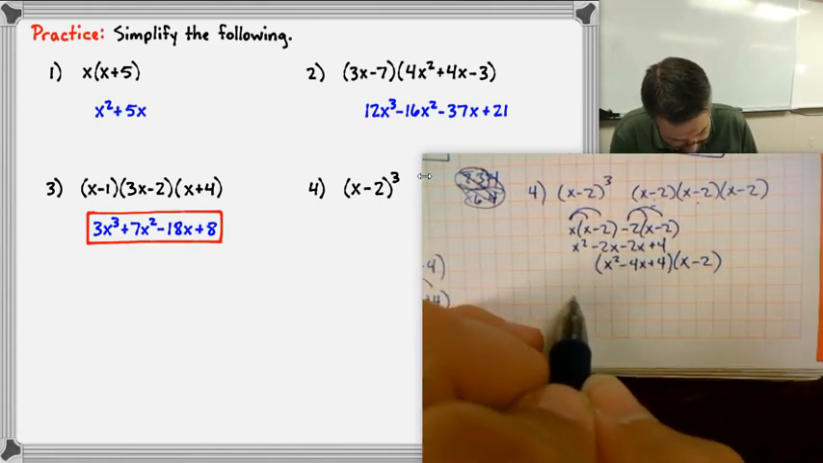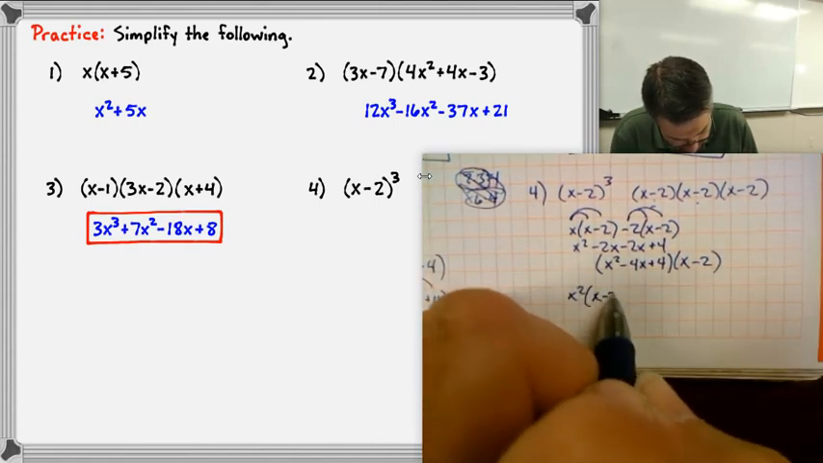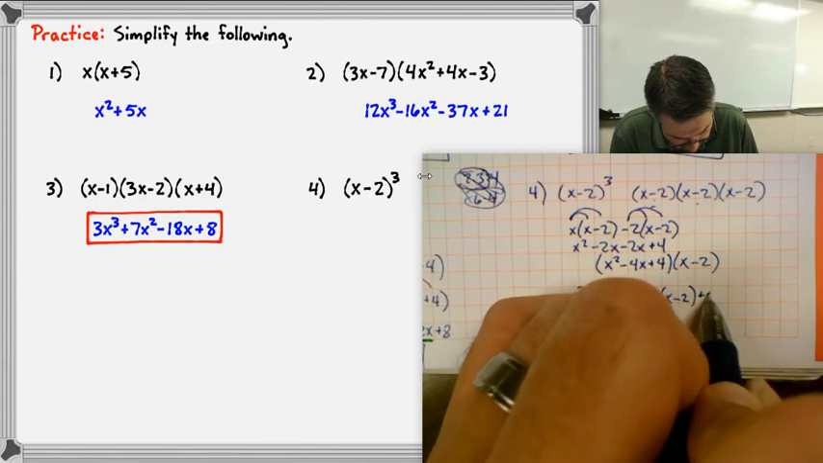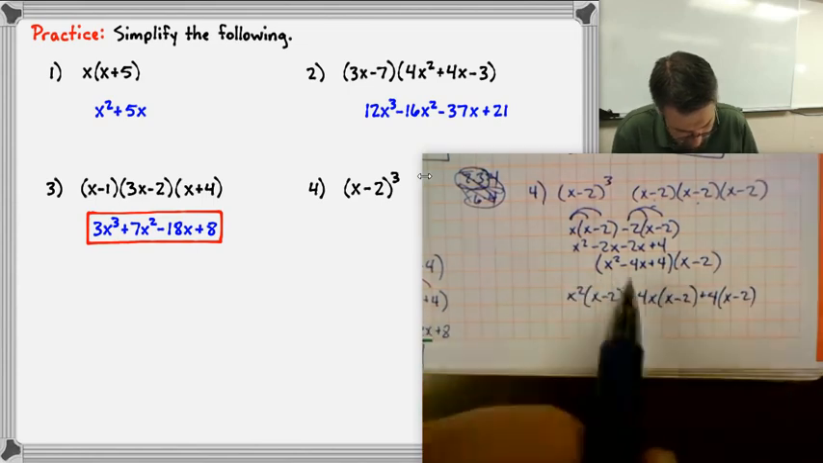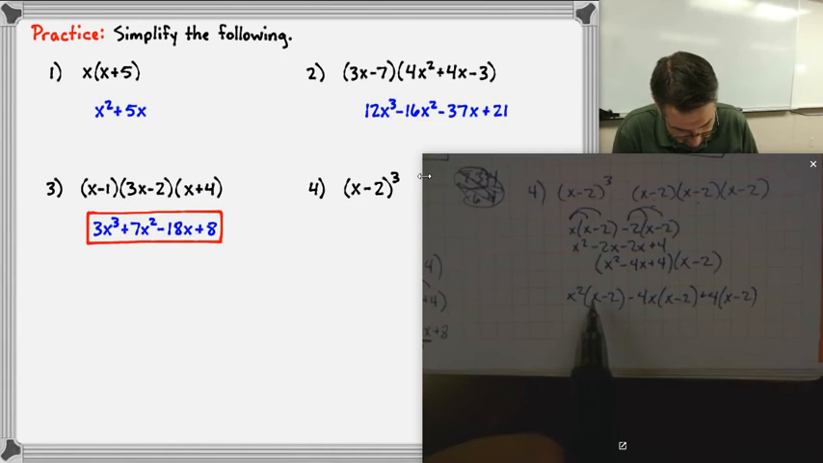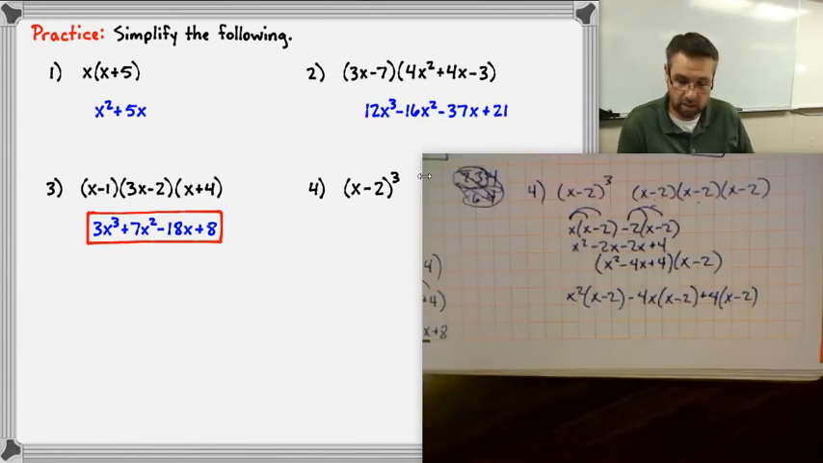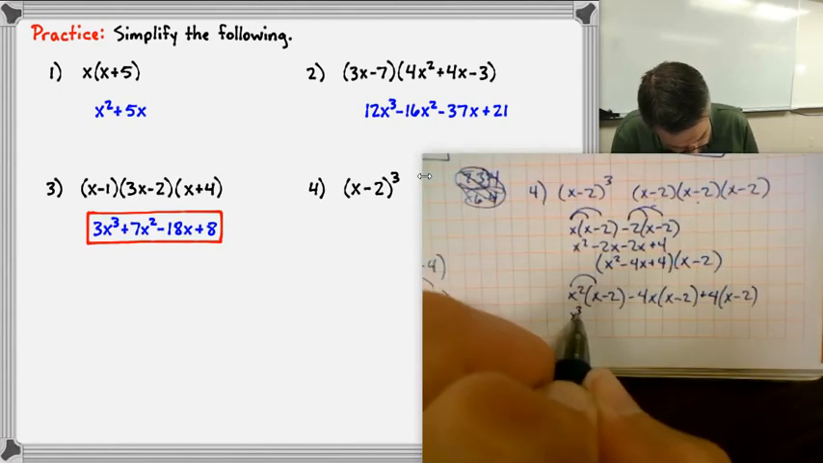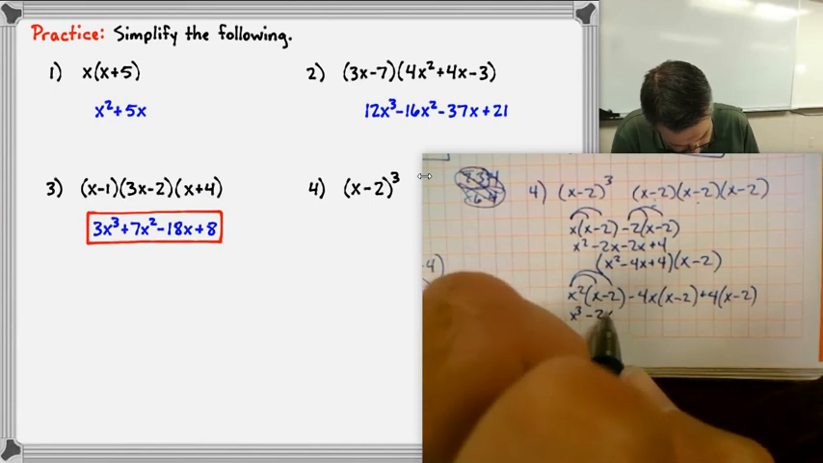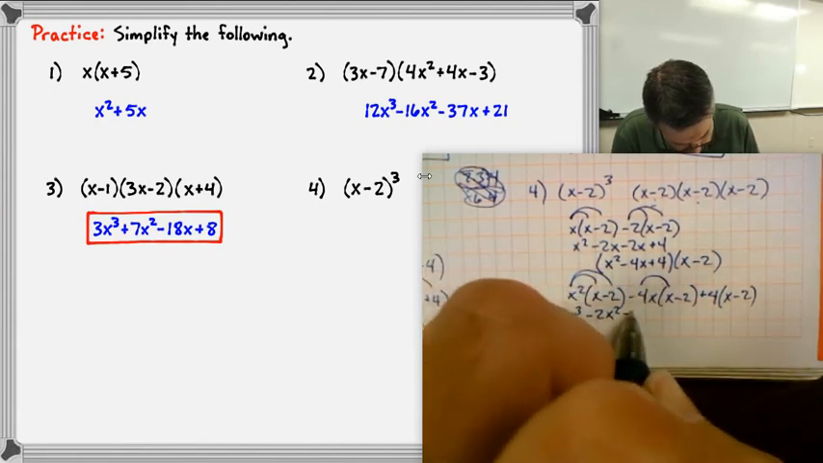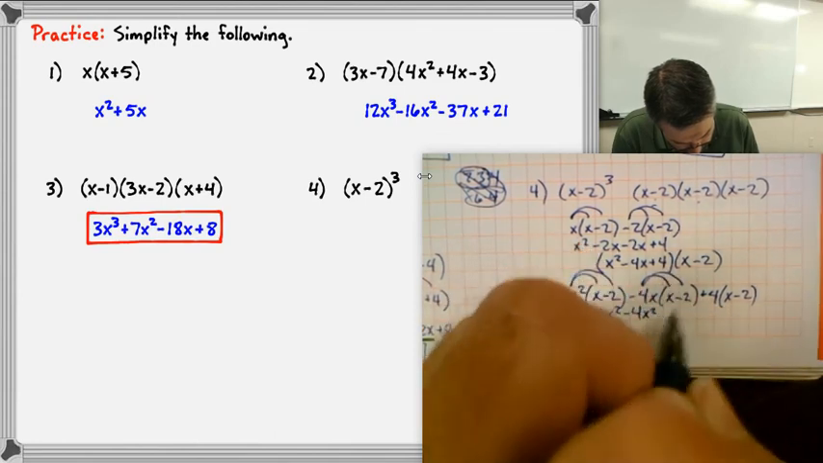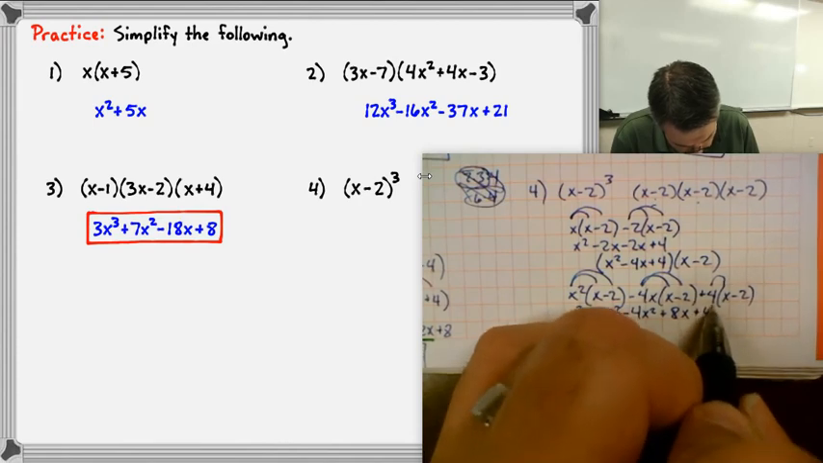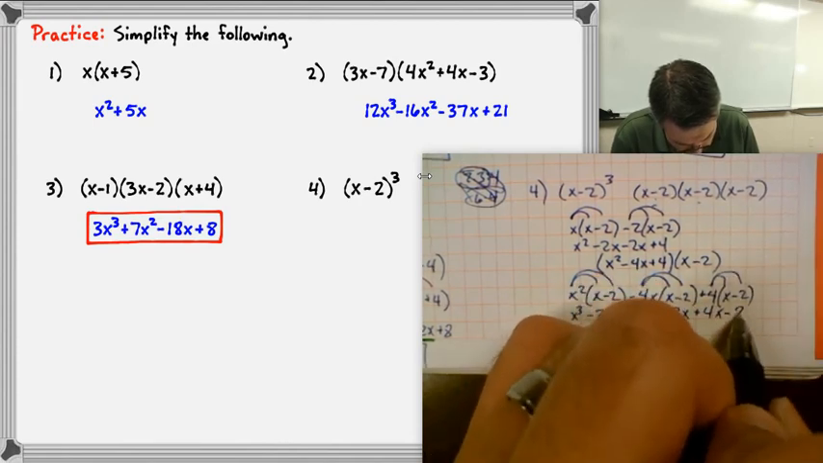So we'll go ahead and expand that out. That's going to say x squared times x minus 2 minus 4x times x minus 2, and then plus 4 times x minus 2. Again, we've got 3 terms here, so we should have 3 sets of multiplication, okay? And then we'll go ahead and distribute all that. X squared times x is x cubed. X squared times negative 2 is negative 2x squared. Negative 4x times x is negative 4x squared. Negative 4 times negative 2 is positive 8x. And then 4 times x is 4x. And 4 times negative 2 is negative 8.